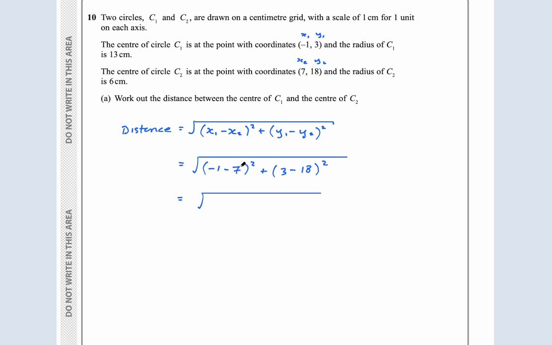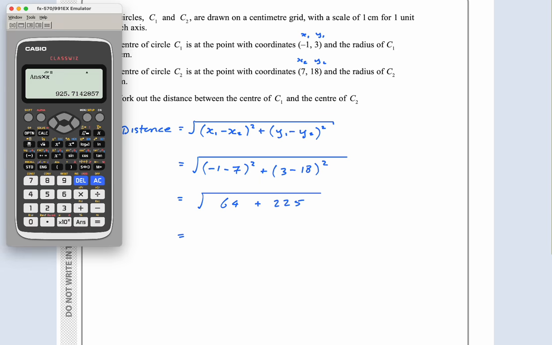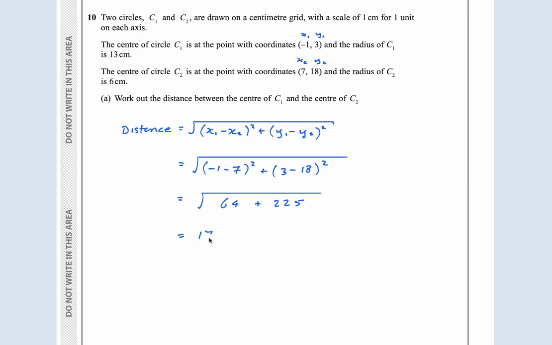And this is equal to the square root of, this is 8 squared, so that would be 64, and this would be minus 15 squared. It's still positive though, guys, but the negatives become positive. That's 15 squared, which is 225, and this is equal to the square root of 64 plus 225. 64 plus 225 is 17. Okay, that's a nice whole number, and that's correct.